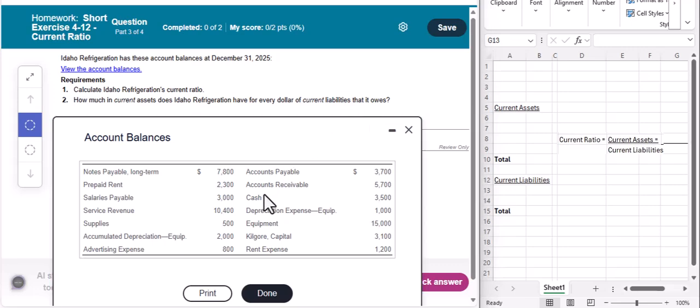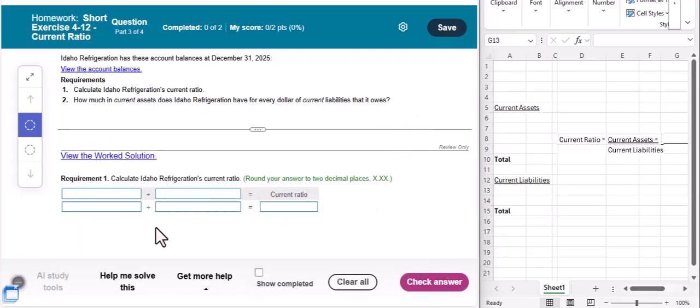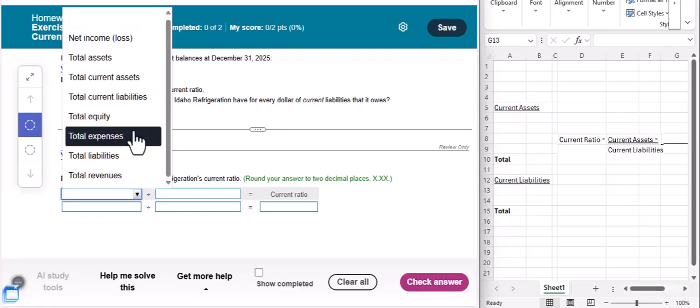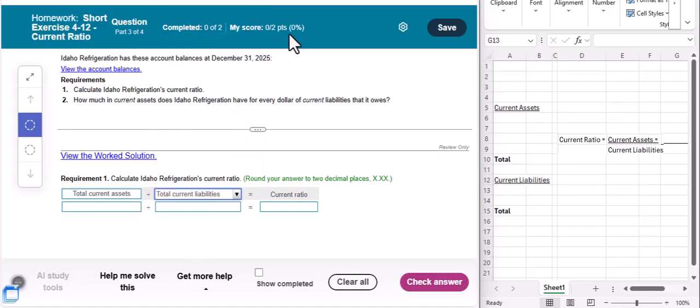These accounts are in no particular order, so we're going to minimize them here. For requirement 1, we calculate Idaho Refrigeration's current ratio, rounding your answers to 2 decimal places. First they want us to plug in current ratio in words. Hopefully you remember that the formula is total current assets divided by total current liabilities. It's trying to measure our ability to pay our current liabilities with current assets.